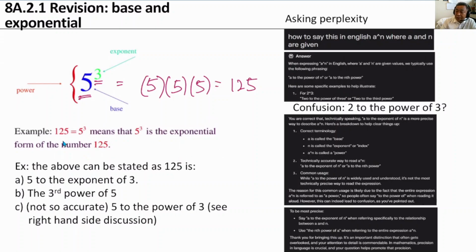125 is what you get when you do 5 to the exponent of 3. So this is how we should say it. Or we can see it alternatively as the third power of 5. So what we are saying is that we are doing the third power of the base 5. Conventionally, you may see people saying it as 5 to the power of 3 to say the above. But this is not very accurate.